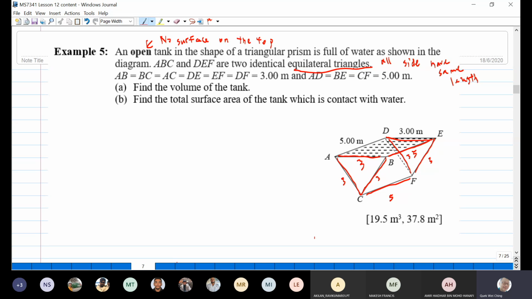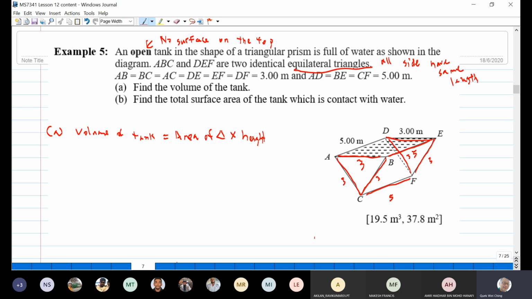So after you know this information already, the first half of the question is to find the volume of the tank. How to find the volume of the tank? This is a triangular prism. So the volume of the tank is the area of the triangle first, and then area of the triangle times height. So let's look at how to find the area of the triangle now.